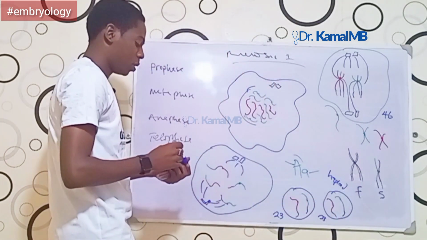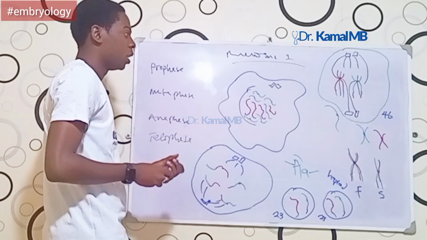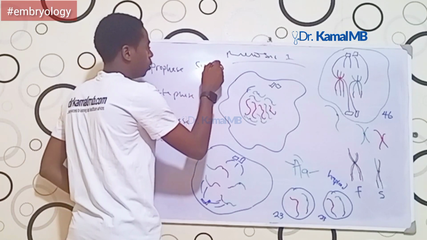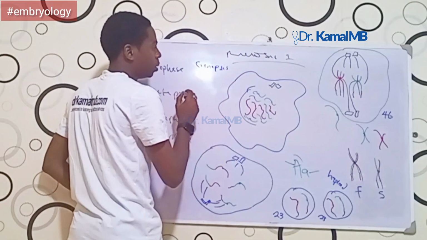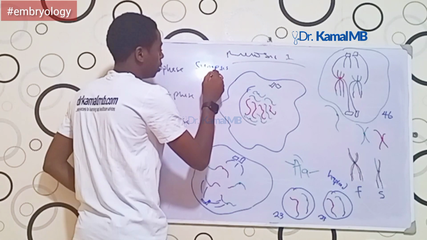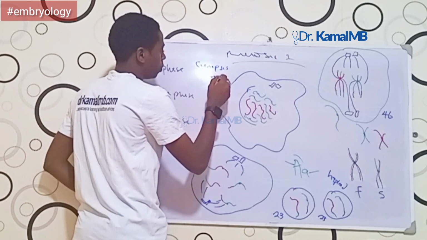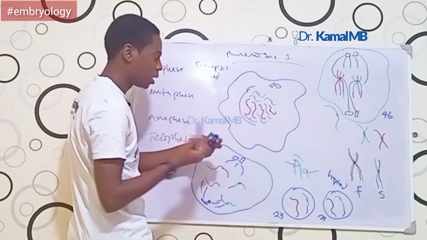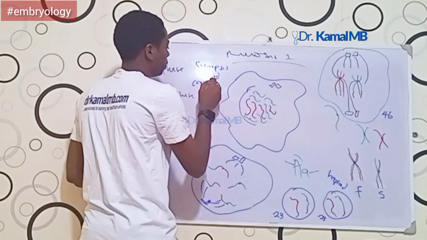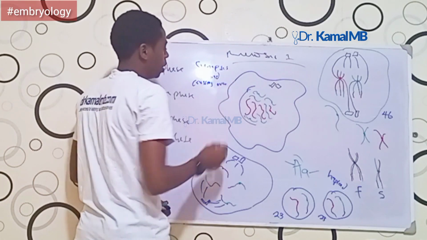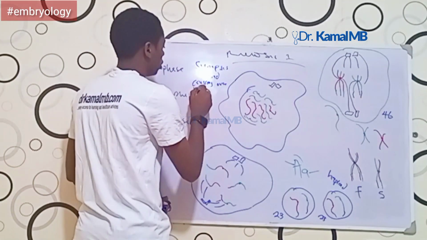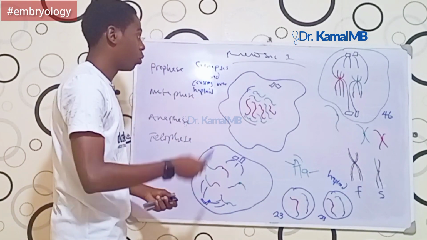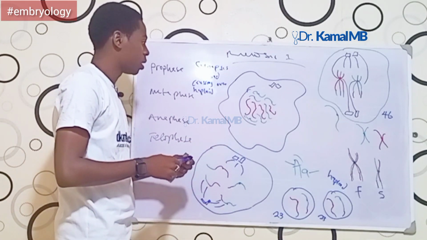So in meiosis 1, the key points are what? Formation of synapsis, formation of tetrad, crossing over, when they hug they change caps, we call it crossing over, and then formation of haploid cells. We'll continue meiosis 2 in our next lecture.